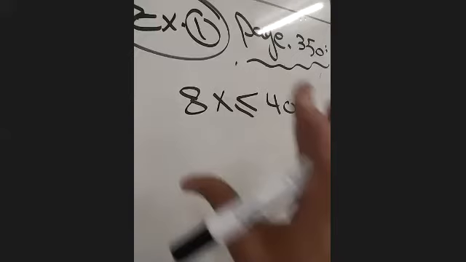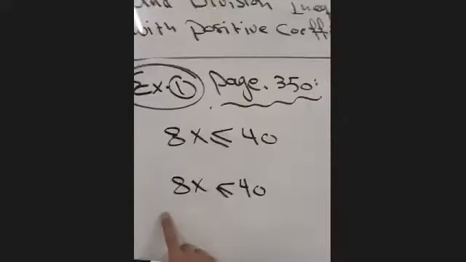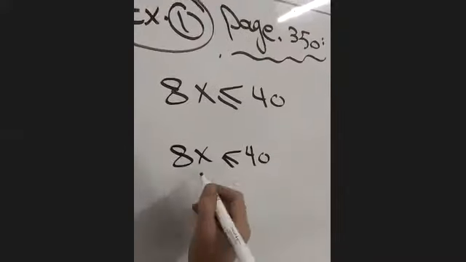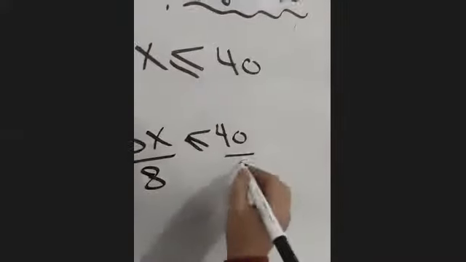Now what will I do? What's the type of this inequality, Muhammad? Multiplication. It is multiplication. Good. So what will I do now? We will divide by 8 on both sides. Why 8? Because we divide by the coefficient, right? So I will divide both sides by 8 like this.